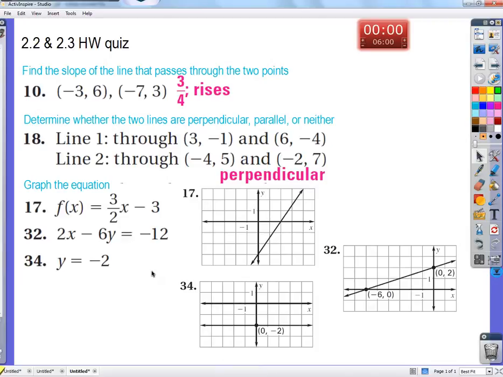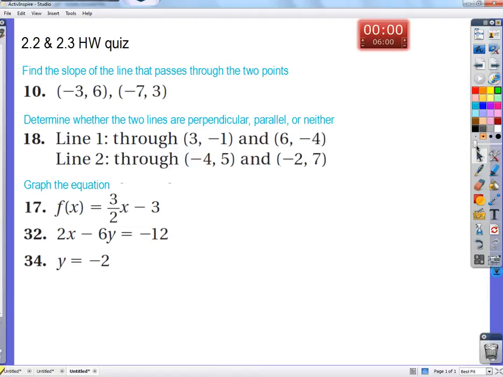Alright, so let's get this up, Ben, get started. So we've got 2 points here, (-3, 6) and (-7, 3). So 1, 2, 3, 4, 5, 6. There's a point right there, and -7.